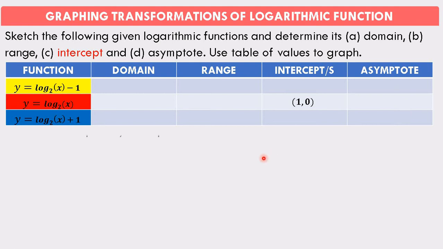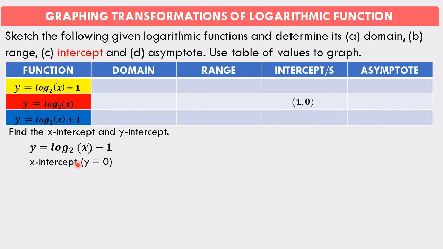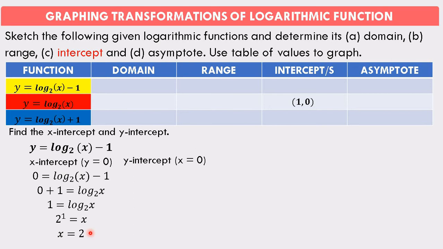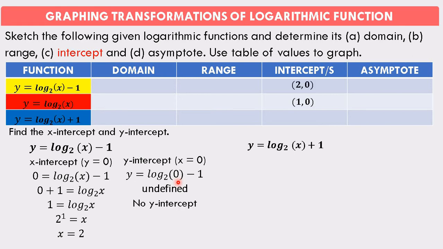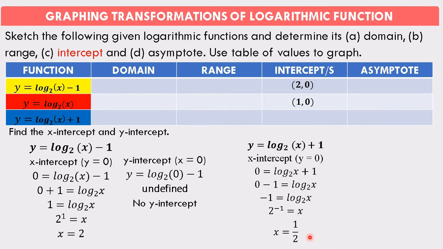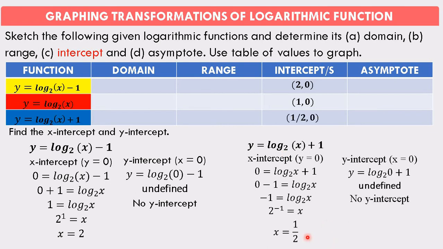So next, find the intercepts first. For y equals the logarithm of x minus 1 to the base 2, the x-intercept: we have 0 equals the logarithm of x minus 1 to the base 2, transformed into exponential, so we have 2 raised to 1 equals x. So the x value is 2. And the y-intercept is undefined, since the argument is 0. Next is y equals the logarithm of x plus 1 to the base 2. Find the x-intercept. We have x equals 1/2. And its y-intercept is undefined also.